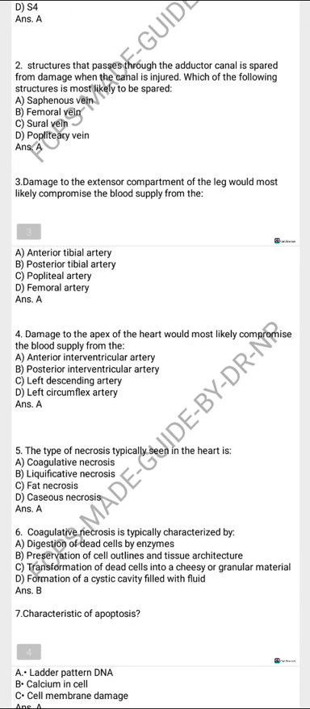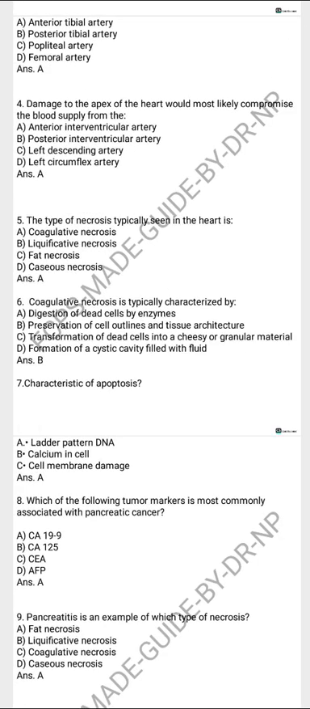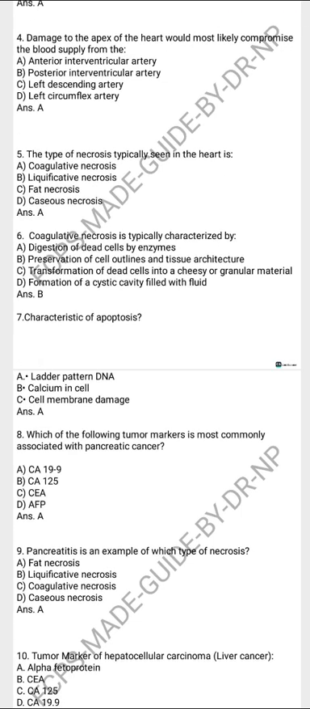Damage to the extensor compartment of the leg would most likely compromise the blood supply from the anterior tibial artery. Damage to the apex of the heart would most likely compromise the blood supply from the anterior interventricular artery. The type of necrosis typically seen in the heart is coagulative necrosis. Coagulative necrosis is typically characterized by the preservation of the cell outlines and the tissue architecture.